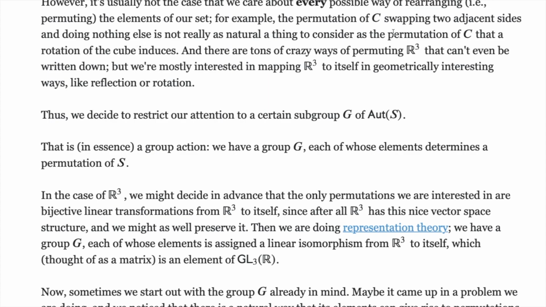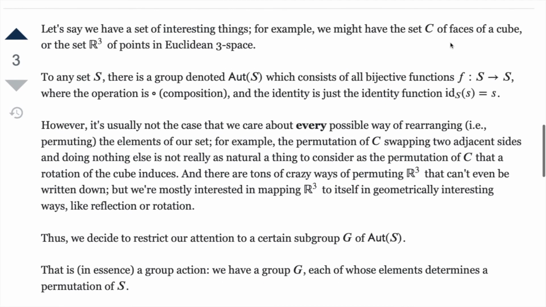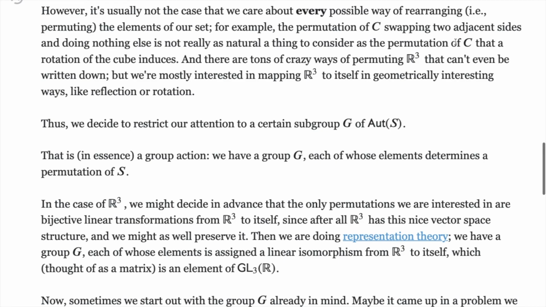For example, consider the permutation of C, where C was the set of faces of a cube. A permutation of C swapping two adjacent sides and doing nothing else is not as natural a thing to consider as the permutation of C that a rotation of the cube induces. Swapping two adjacent sides is just twisting the entire thing, and it does not come as a rigid motion, whereas the rotation of the cube is actually a valid rigid motion. And there are tons of crazy ways of permuting R3 that can't even be written down, but we are mostly interested in mapping R3 to itself in geometrically interesting ways like reflection or rotation.